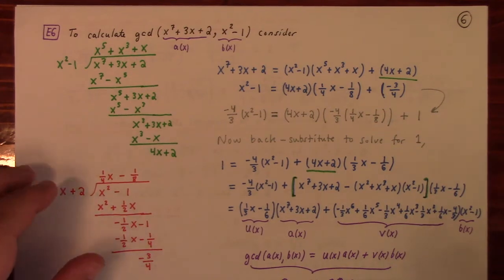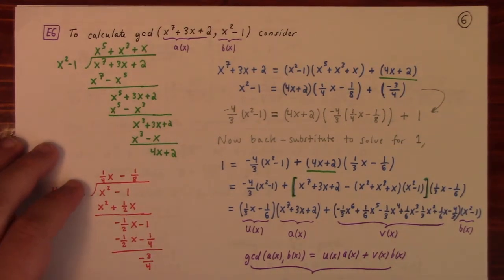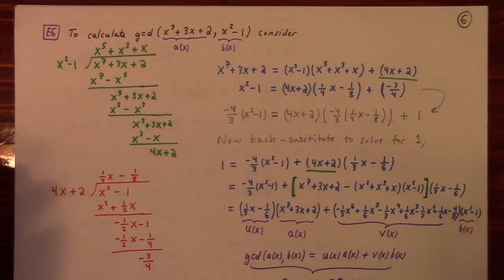So this is Bezout's theorem. Bezout's theorem says that the GCD is, in this case, a polynomial linear combination of a of x and b of x. So here are the u of x and v of x. These are the Bezout coefficients in this context. And there it is.